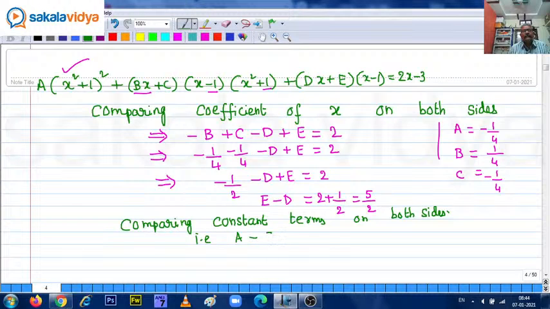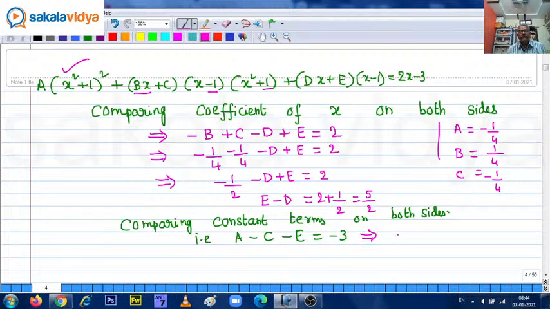Okay, minus c. Now here the constant term you are going to get is plus e into minus 1 minus e equal to, here the constant term is minus 3. So let us substitute the respective values. A is minus 1 by 4, C is minus 1 by 4. So you get like this.